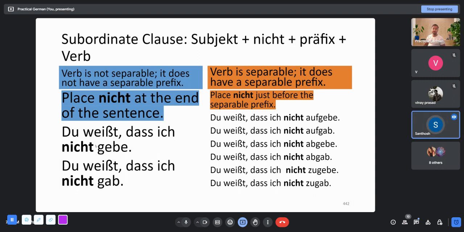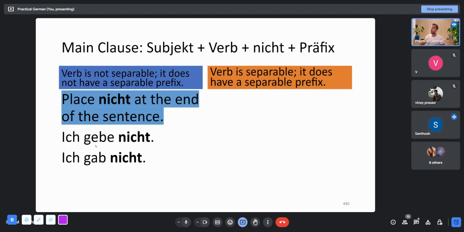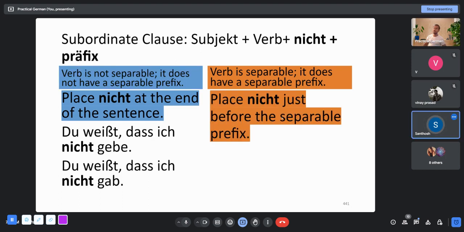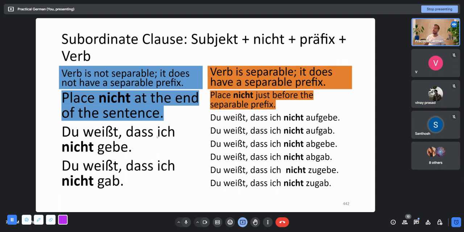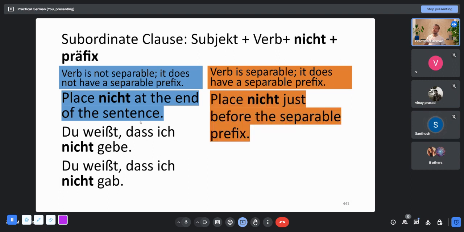Where is the example for the normal one? This is a normal subordinate one. Here. So you tell that the verb, the nicht comes always at the end. And if there is a prefix, just before the prefix. Yeah. You remember that in a main clause, it is after the verb. That's it. Yeah. Makes sense.